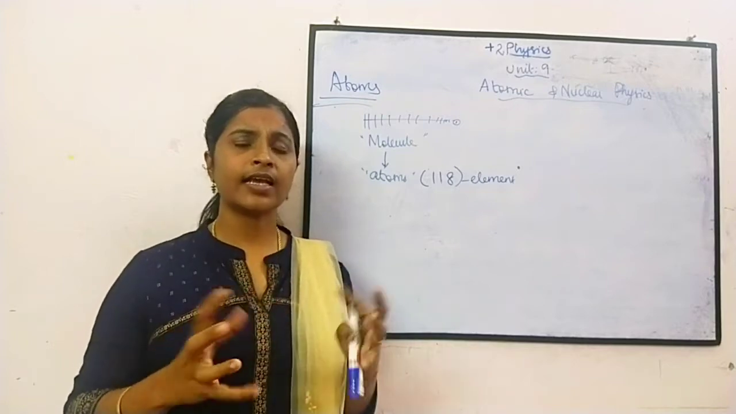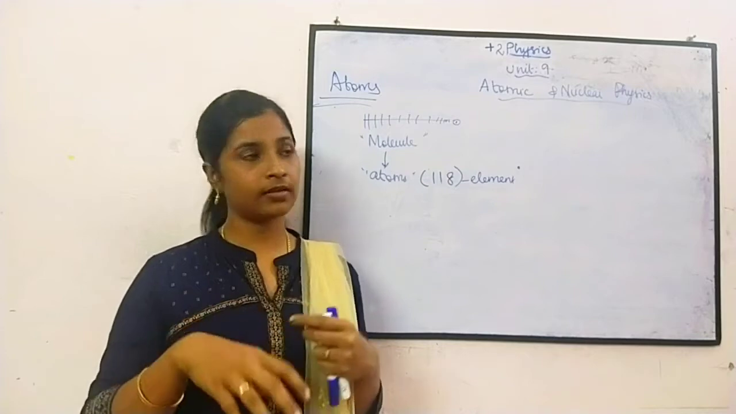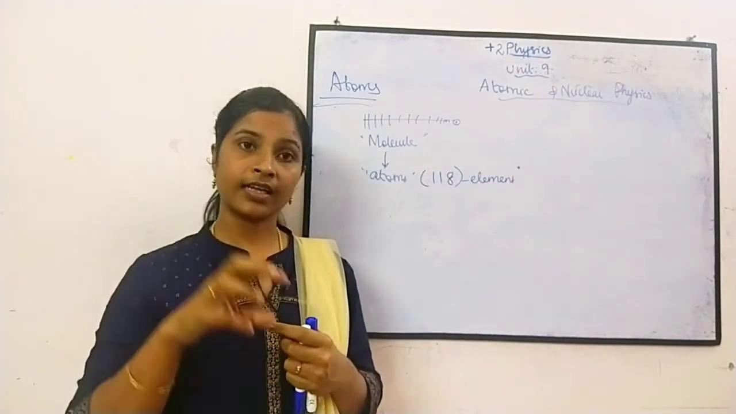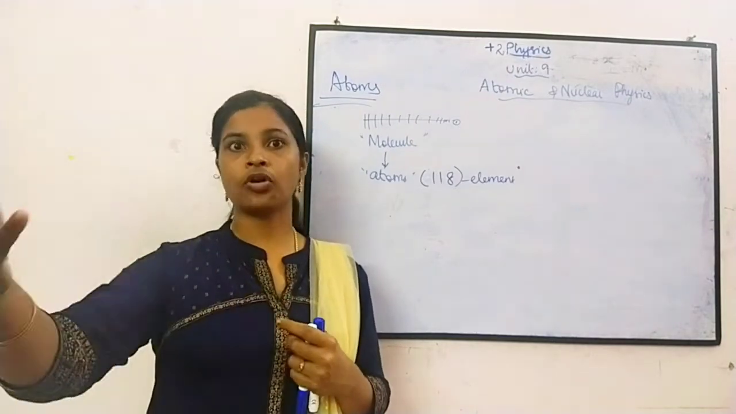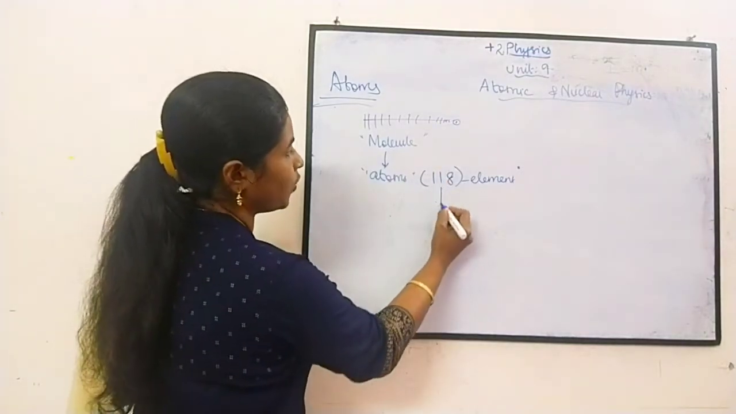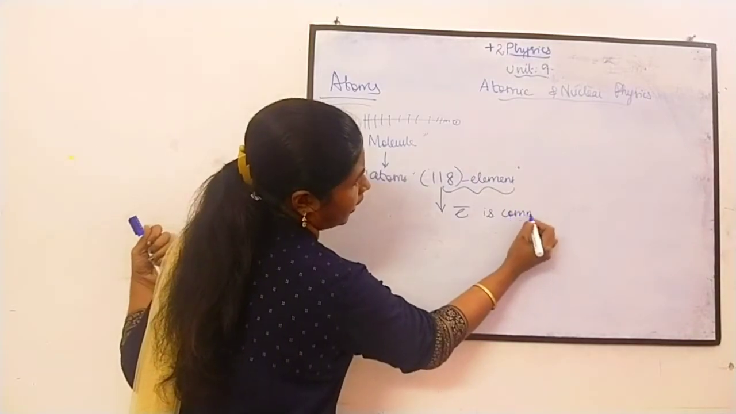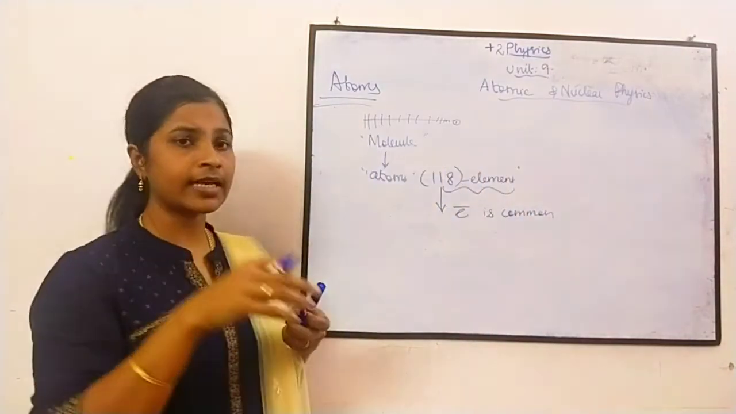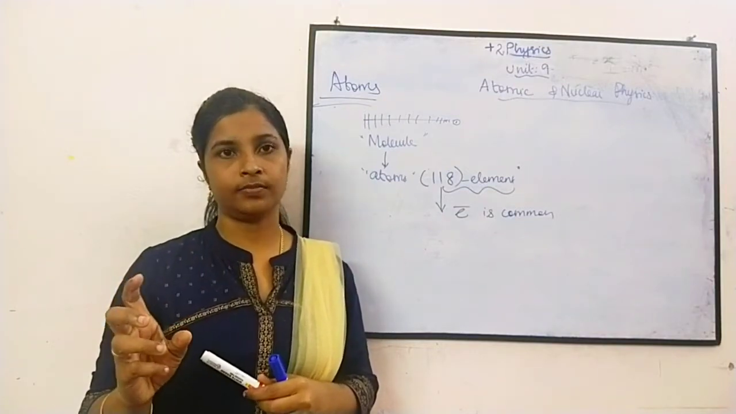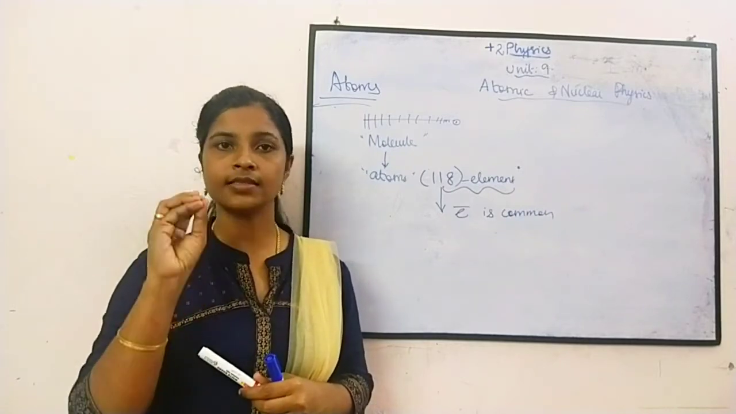Whenever they used other gases, in fact all the gases, that is, all these 118 elements, they found that an electron comes out. So in all these 118 elements, the electron is common. Whichever element they took and experimented with, they got the electron as the common particle.